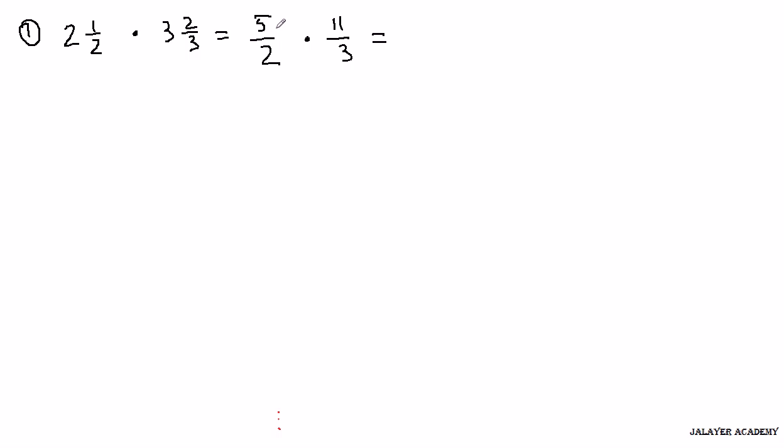Now we can simply multiply, right? And if you've watched the video on multiplication and division of fractions, you know this is very easy. If you haven't, make sure to watch that video. So 5 times 11, 55. 2 times 3, 6. Okay, we're almost done. This is an improper fraction. We just want to convert this to a proper fraction, to a mixed number, right?